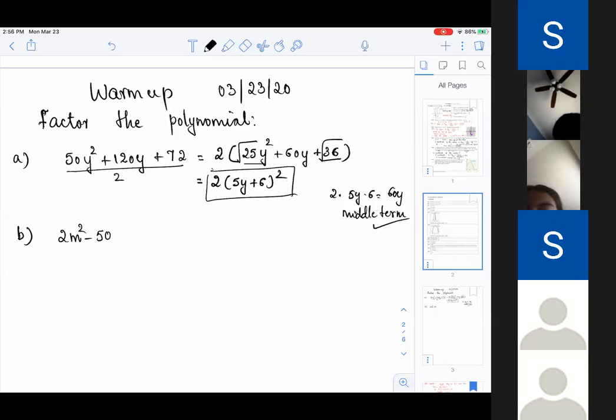Question B. Do we have a common factor? 2. Take the 2 out. What goes inside the parentheses is m squared minus 25. Does this look familiar, like one of the special products? Does it look like the difference of 2 squares? If so, what are the factors? m and 5. So first you do m plus 5, it doesn't matter actually, and then m minus 5. So that's the answer.